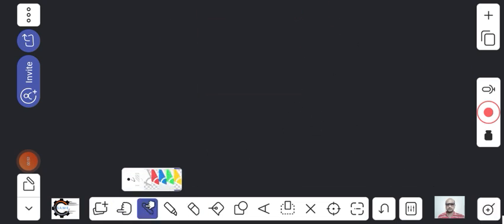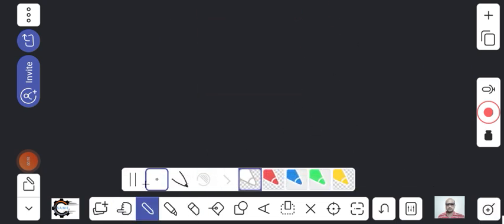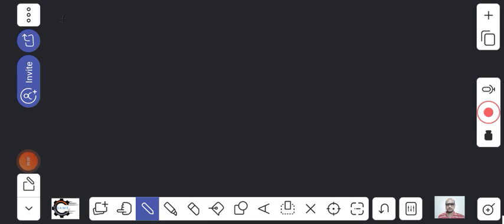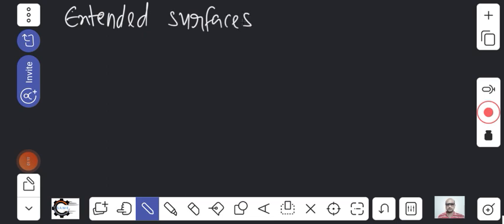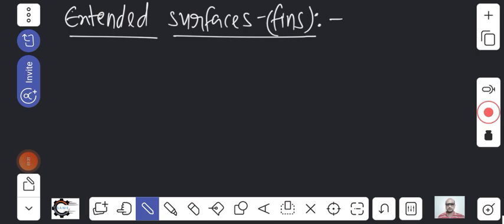Now this is our 18th lecture of this heat transfer course, and today's topic is fins. Let me write the heading: extended surfaces, that is, they are called fins. In short, they are called fins, or extended surfaces. See, there are certain points, so please note down about this.